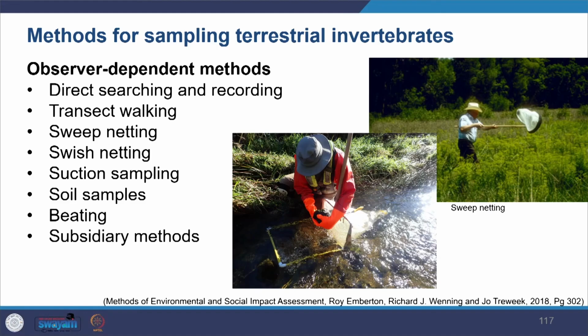So you find the entire listing of it. So observer dependent methods, like you have direct searching and recording methods. So you have transect walking method, then sweep netting methods which are available. You also see swish netting, section sampling and soil samples and beating methods. You also see subsidiary methods.